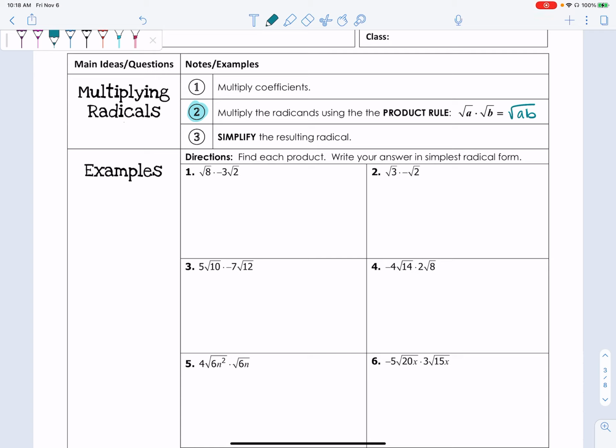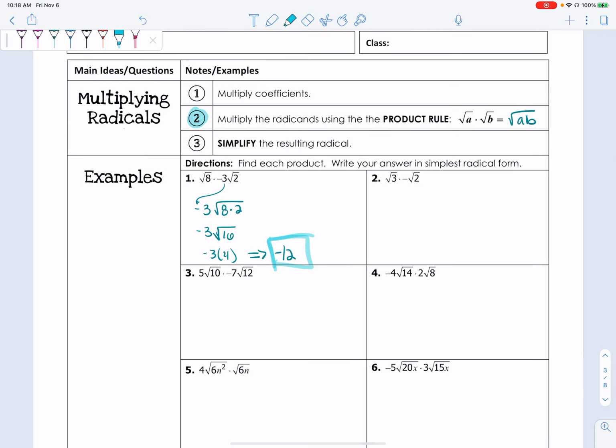So, for instance, number 1, I have 8 times -3 times the square root of 2. So that -3 is going to come out in front. I have a -3 on the outside. What's underneath my radical, I can multiply together. So now I have -3 times the square root of 16. Square root of 16 is just equal to 4. So our answer should be -3 times 4, which is -12 as our final answer. So anytime you have them split apart, you can always multiply them back together underneath the radical sign.